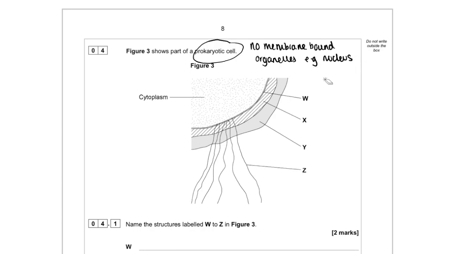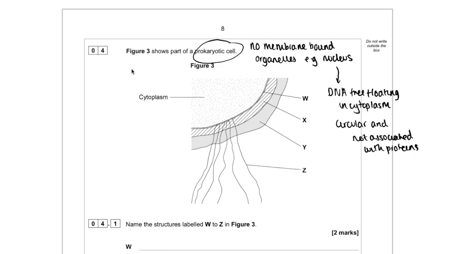So if they don't have a nucleus, that means that their DNA must be somewhere else. And in fact, the DNA is floating free in the cytoplasm. And the DNA is also different in structure. It's circular and not associated with any proteins. And generally, prokaryotic cells are much smaller than eukaryotic cells. There are some other differences too, but we'll come on to those in a minute.